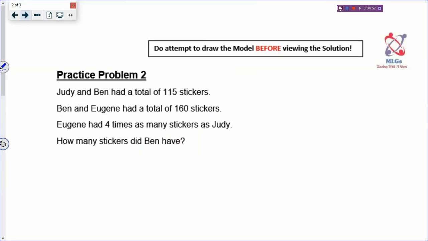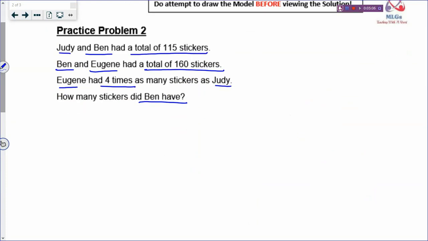Judy and Ben had a total of 150 stickers. Ben and Eugene had a total of 160 stickers, and Eugene had 4 times as many as Judy. How many stickers did Ben have? For this kind of problem, you can see there's a repeated person: Judy and Ben, and then Ben and Eugene. So Ben is the repeated person.